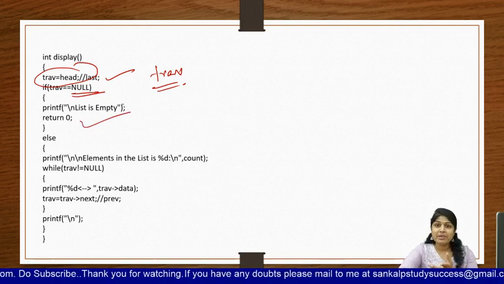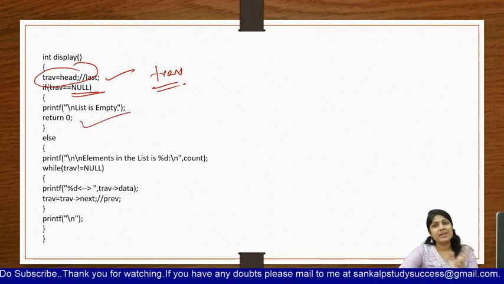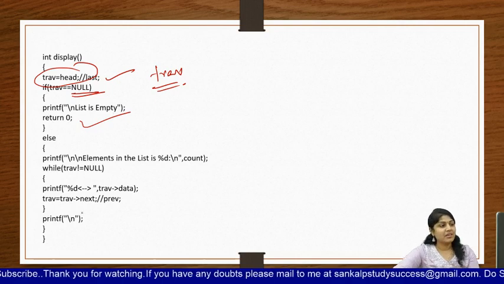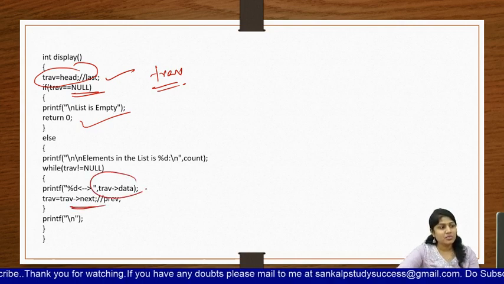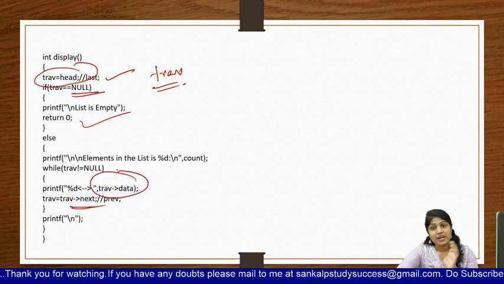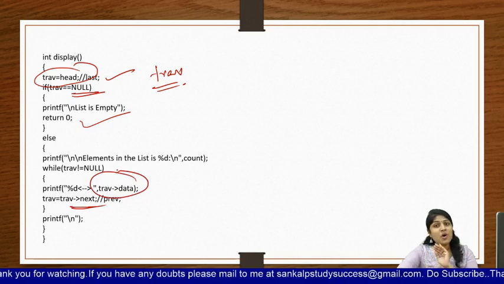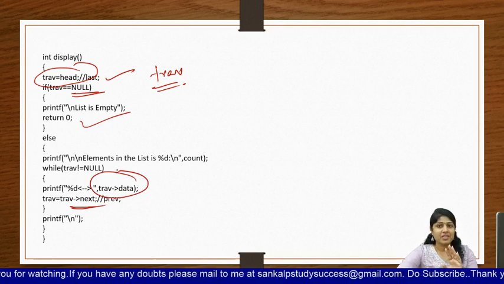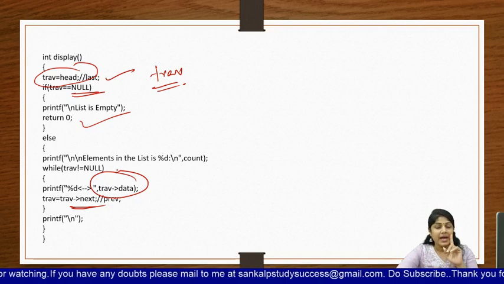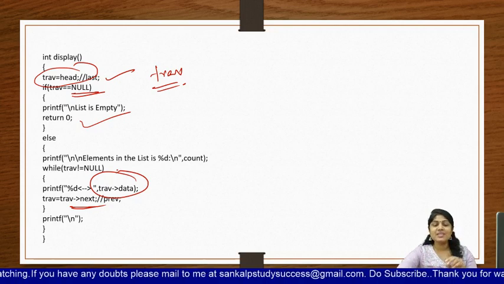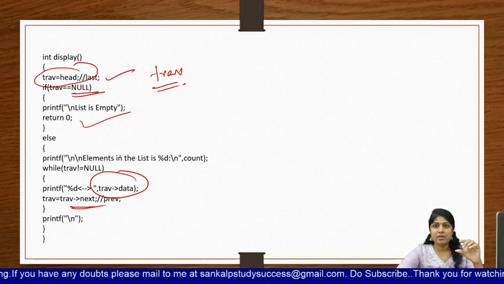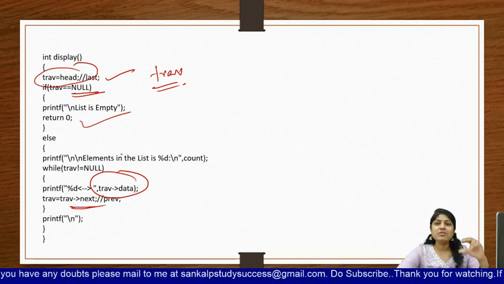If it is not empty we have to traverse. So trav to next, trav to next, trav to next. I need to print the data, so trav to data, right? Here we should not shift the header pointer. We have to store this header pointer in a specific variable or a pointer, and we have to shift that.